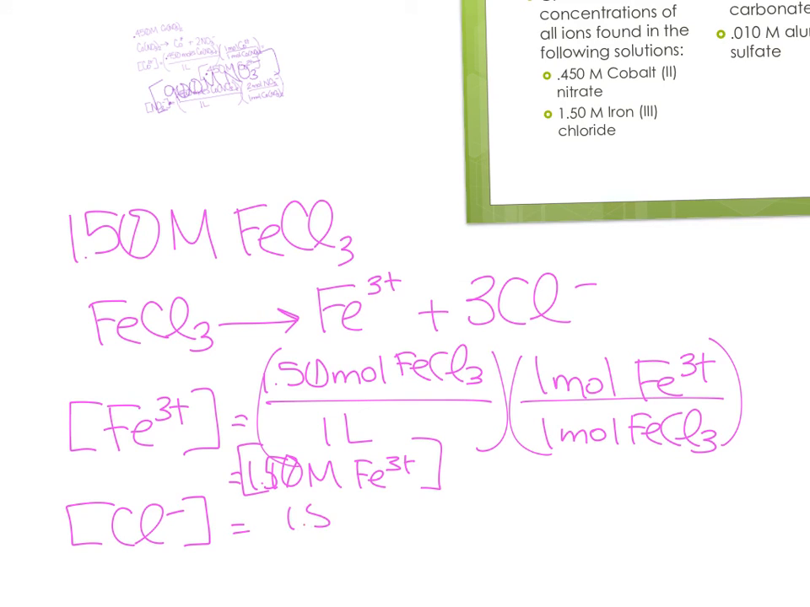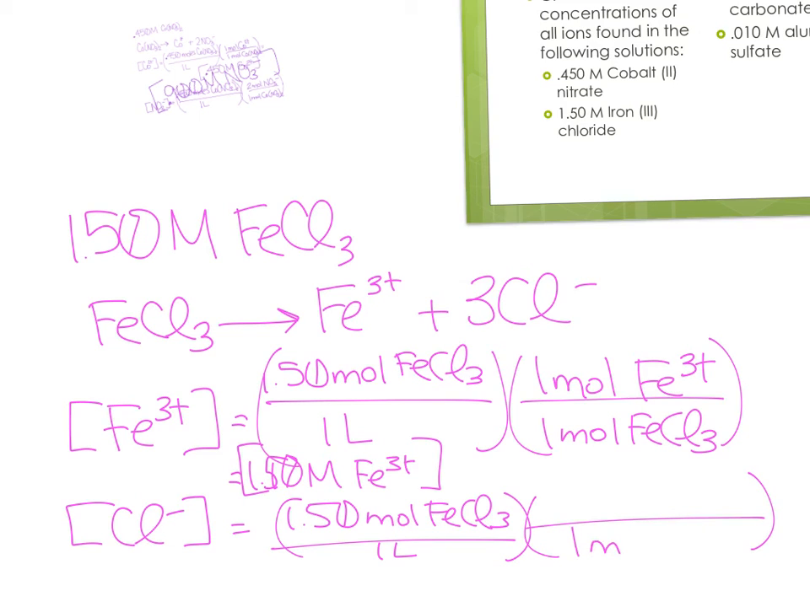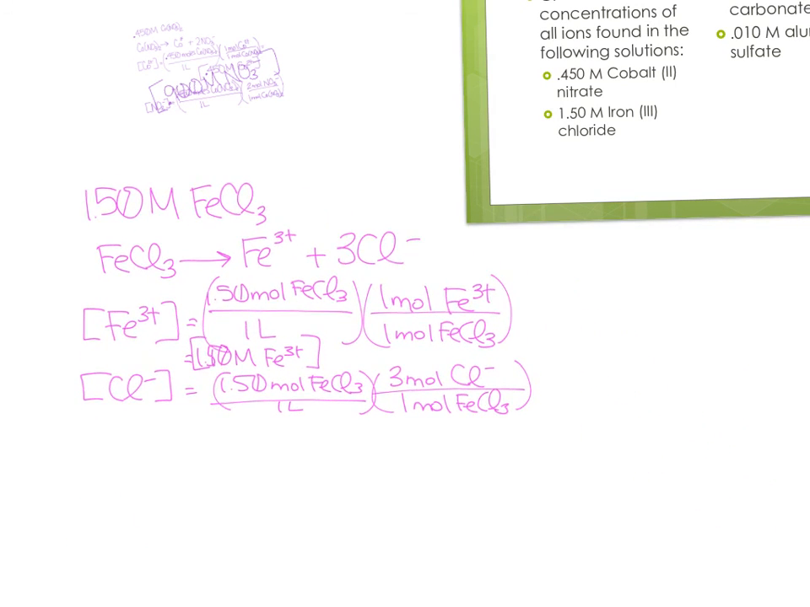And your chlorine, 1.50 mole FeCl3 over 1 liter. The only thing different here is for every 1 mole of FeCl3, there's 3 moles of Cl minus. So what is the actual concentration of chlorine ions in solution? 4.50 molar Cl minus. This is important when you're looking at different chemical reactions taking place.